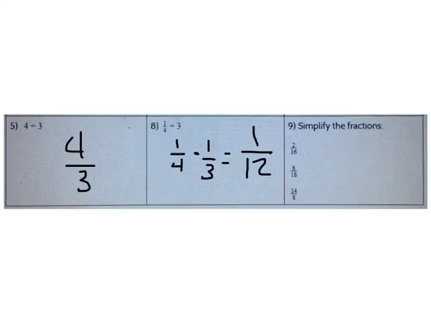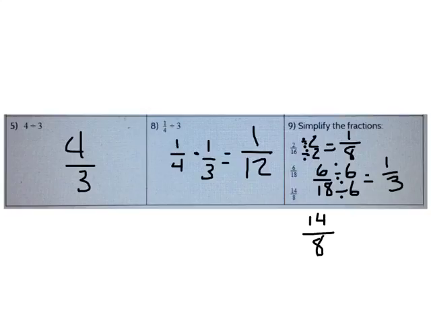Now let's simplify the fractions. What's the greatest common factor of 2 and 16? What's the largest number that goes into both? It's 2. When I divide 2 and 16 by 2, what's the resulting fraction? It's 1/8. What's the greatest common factor of 6 and 18? It's 6. When I divide both 6 and 18 by 6, what's my new fraction? It's 1/3. What's the greatest common factor of 14 and 8? It's 2. When I divide both 14 and 8 by 2, what's my new fraction? It's 7/4.